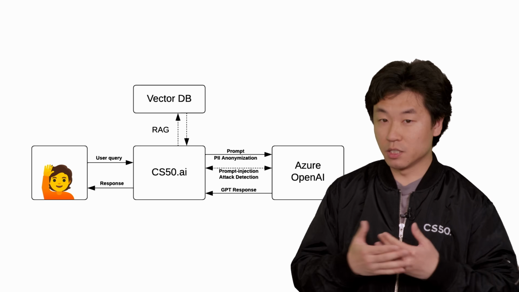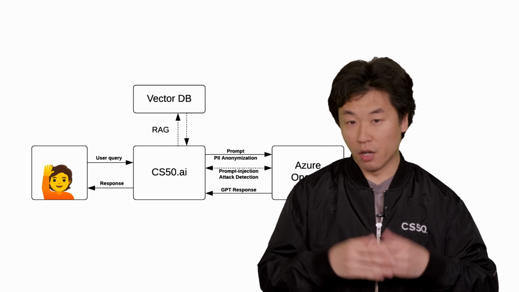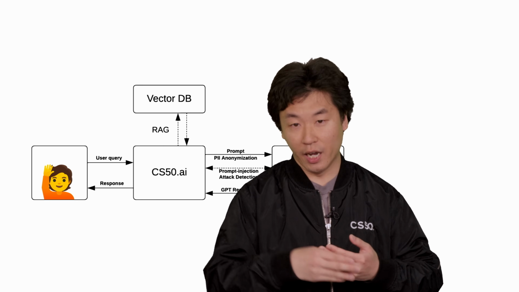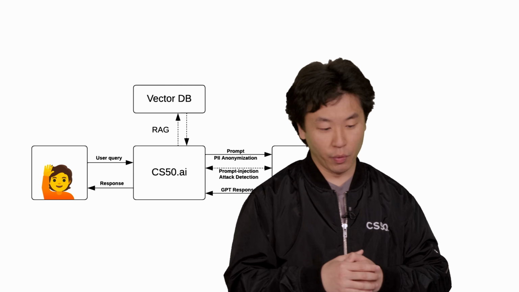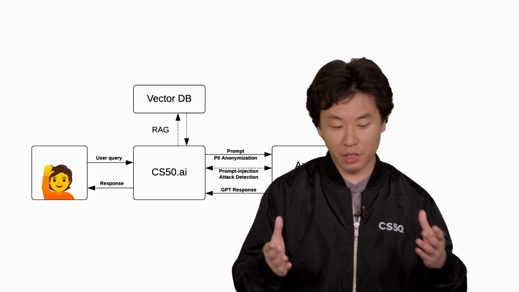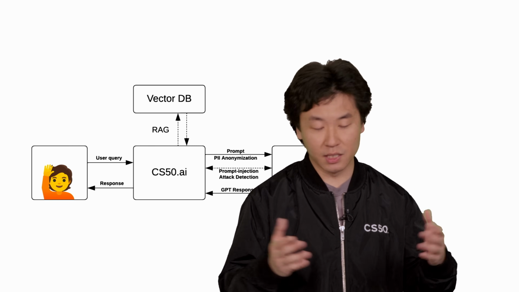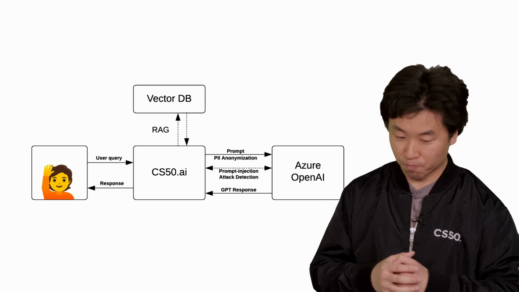Whenever we receive a student's query, what we actually do is some sanitization on the prompt, because we wouldn't want to send any sensitive information to OpenAI, so we do PII anonymization. On top of that, we also try to do some prompt injection attack detection because we don't want malicious prompts to get processed by our LLM system.